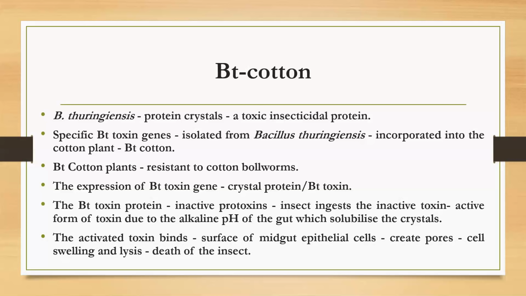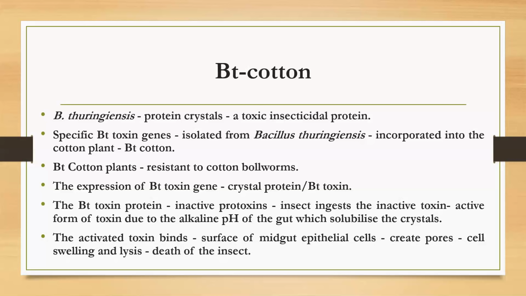The toxic chemical produced by the conversion in the alkaline pH condition causes the formation of openings in the epithelial cells, and it results in the intake of water by the epithelial cells. The cell swelling takes place and such cells will burst. The bursting of epithelial cells in the digestive tract lining causes the death of the insect.